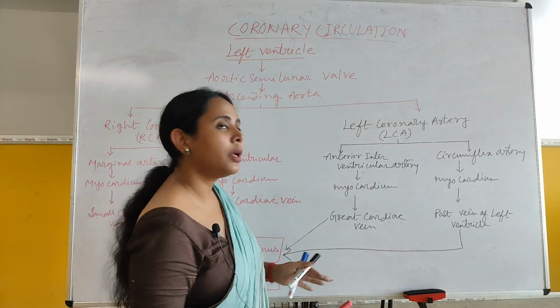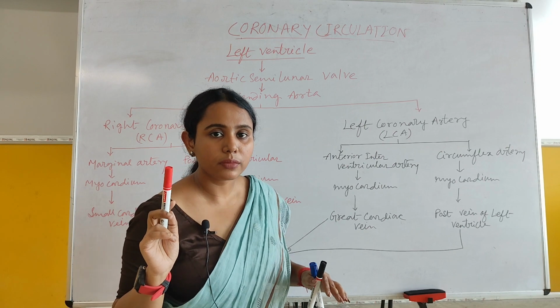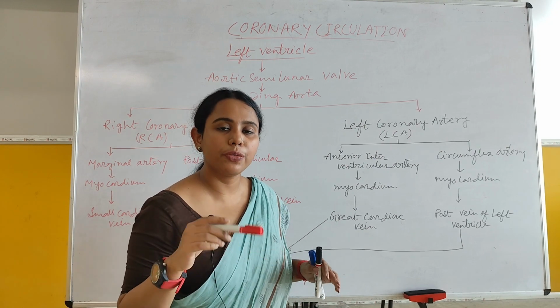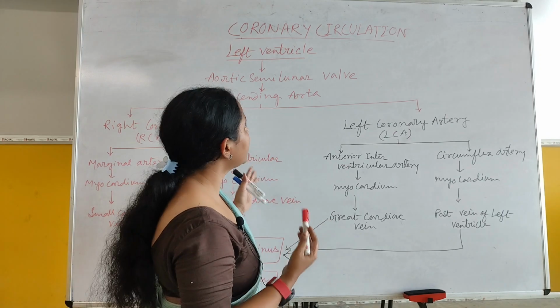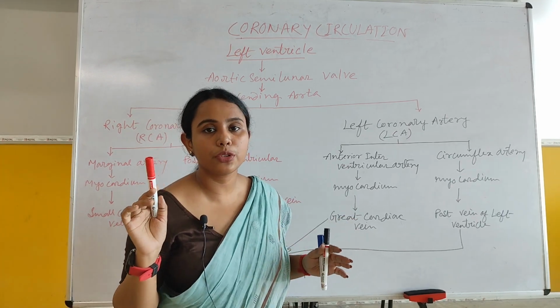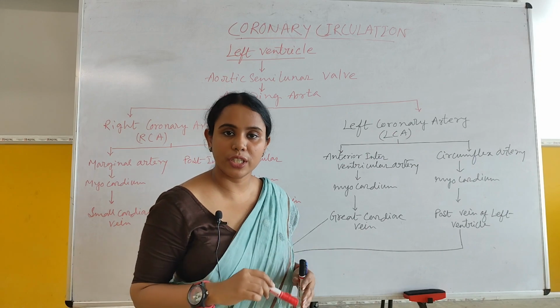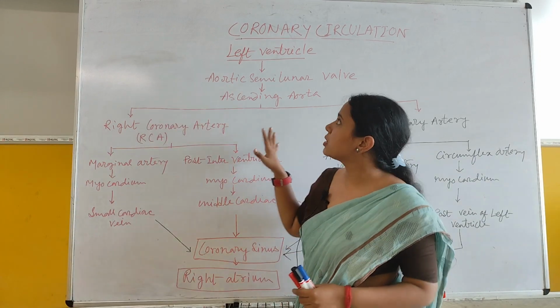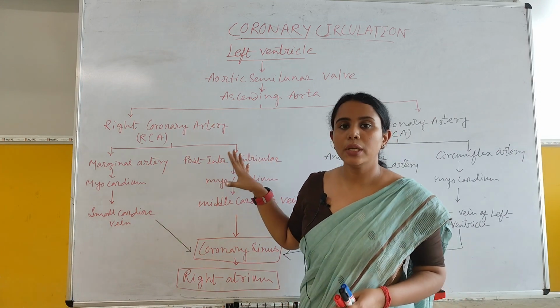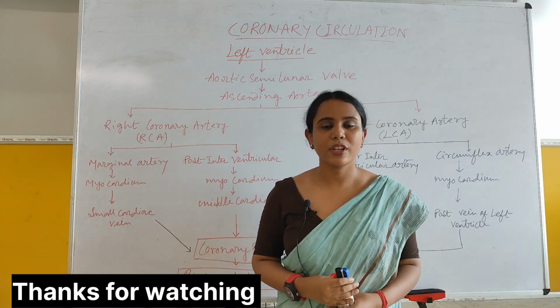This right atrium, it will move to the circulation for purification. Where will it move? It will move to the pulmonary trunk, and then it will move to the lungs for oxygenation. Okay. And so this is the coronary circulation, and I am ending here. Okay. So thank you.